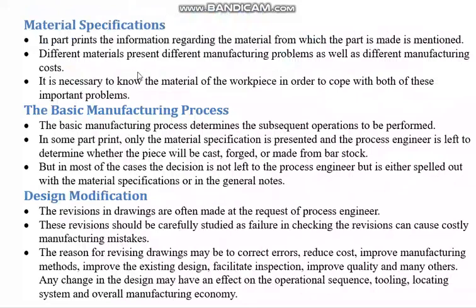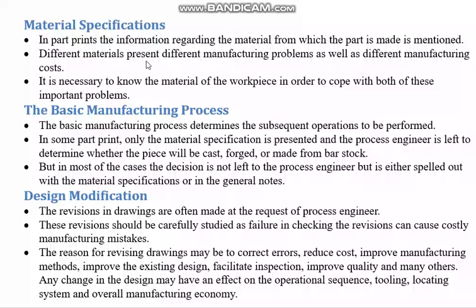In the part prints, the information regarding the material from which the part is made is mentioned. It will be given also. This part is made of mild steel, or alloy steel, or cast iron, or aluminium, or whatever material that we are going to use. That will be clearly specified on the drawing itself.